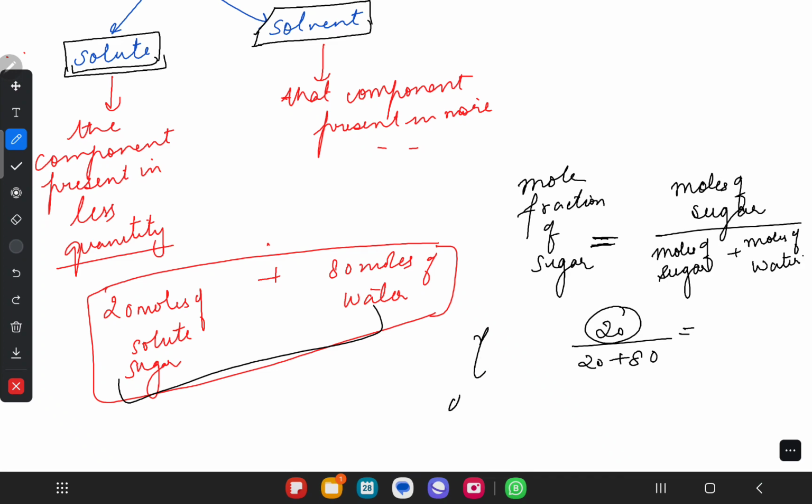So you represent mole fraction with chi. Chi is the symbol for mole fraction. Are you understanding? So that's going to be 20 over 100, and that's going to be 0.2. Did you understand the point?